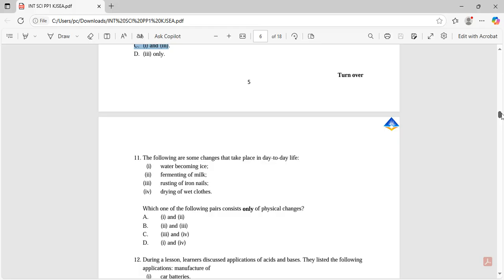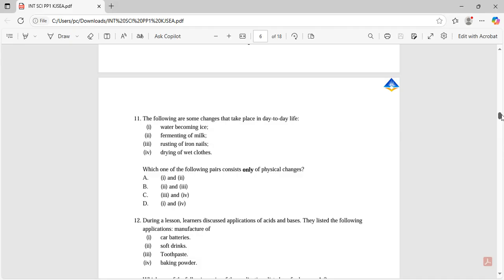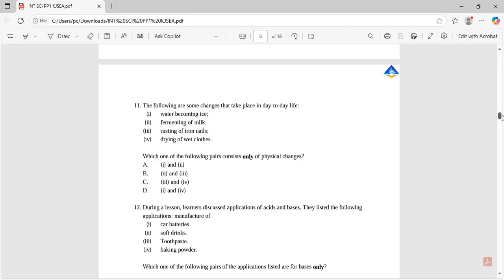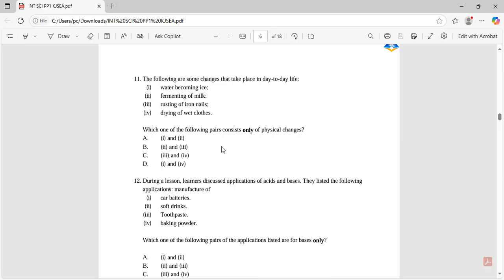The following are some changes that take place in day-to-day life: 1. water becoming ice, 2. fermenting of milk, 3. rusting of iron nails, and 4. drying of wet clothes. Which of the following consists of only physical changes? Water becoming ice is reversible. Fermenting of milk is irreversible. Rusting of iron is irreversible. Drying of wet clothes.